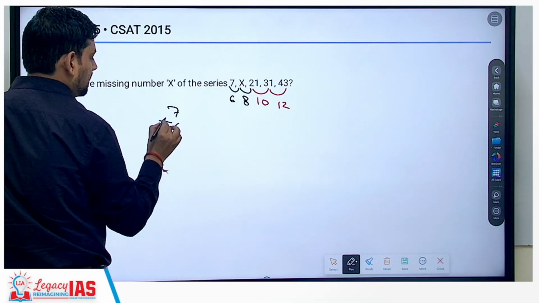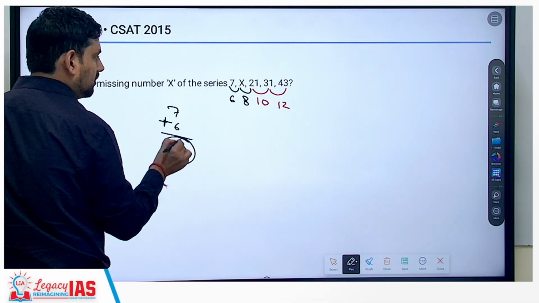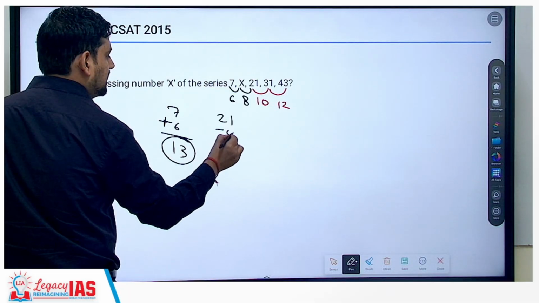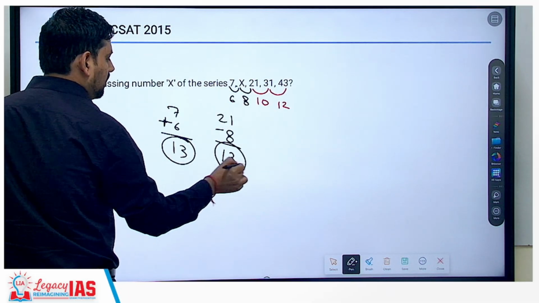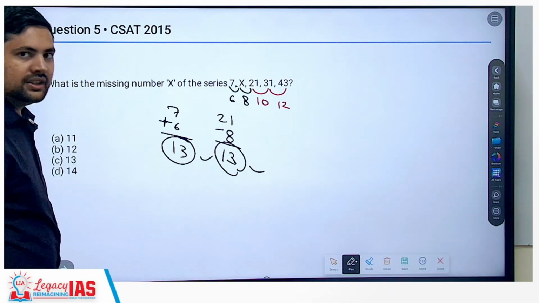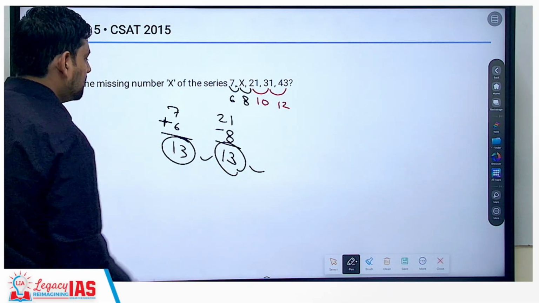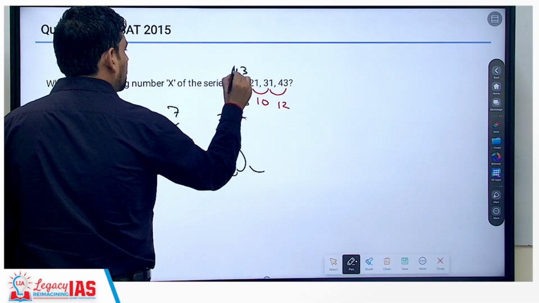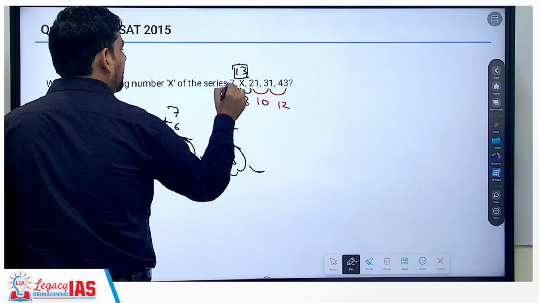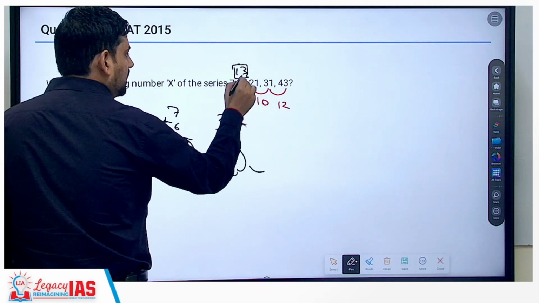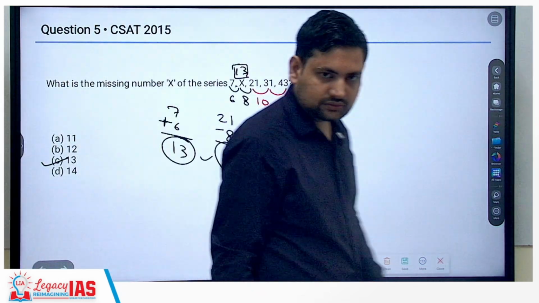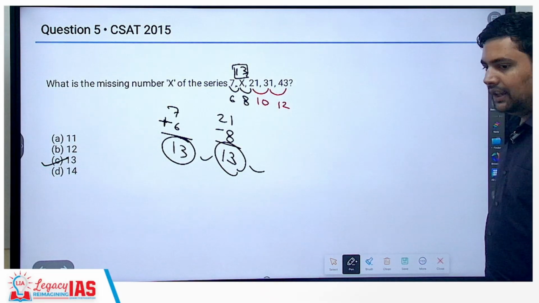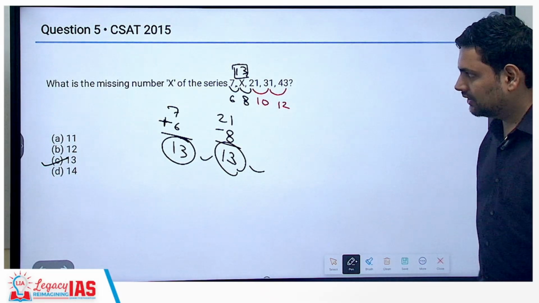7 plus 6 is what? 7 plus 6 is 13. Okay. Then 21 minus 8 is what? This is again 13. So both are following. That means our pattern is absolutely correct. So x should be what? x should be 13. Clearly 7 plus 6 is 13, and 13 plus 8 is 21. So the answer becomes C, 13. Fine. Then next.